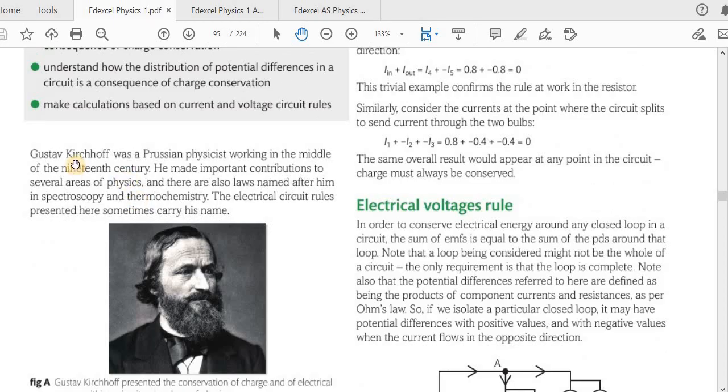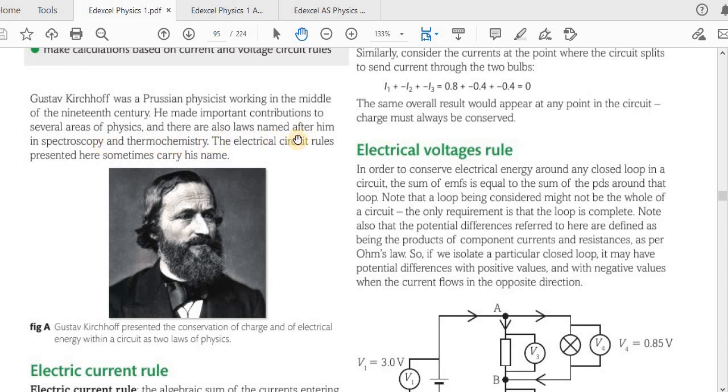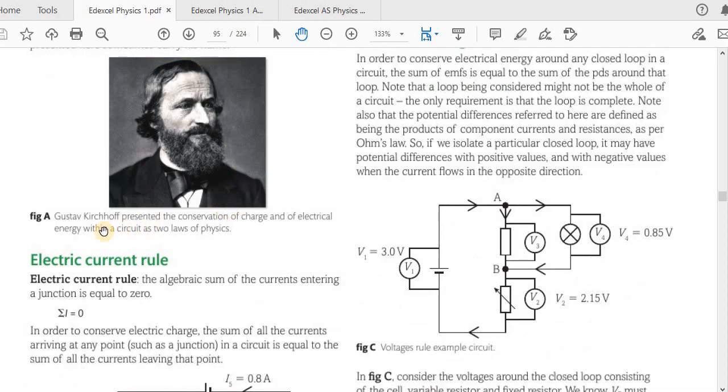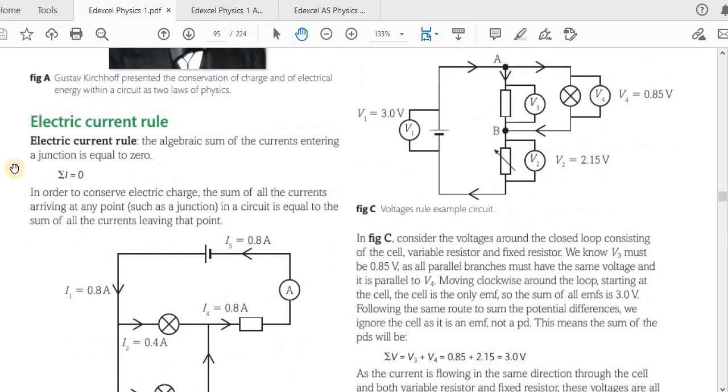Now this is the person, that's why they're called Kirchhoff's laws. There are also laws named after him, and the electrical circuit rules presented here sometimes carry his name. Gustav Kirchhoff presented the conservation of charge and of electrical energy within a circuit as two laws of physics. So this is the first law or first rule, the electric current rule: the algebraic sum of currents entering a junction is equal to 0.